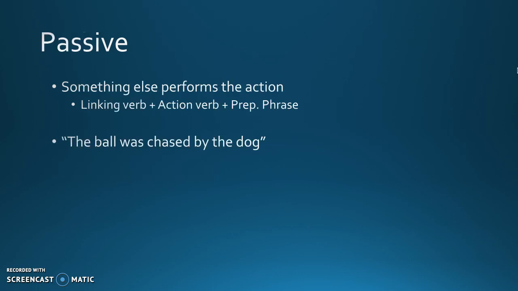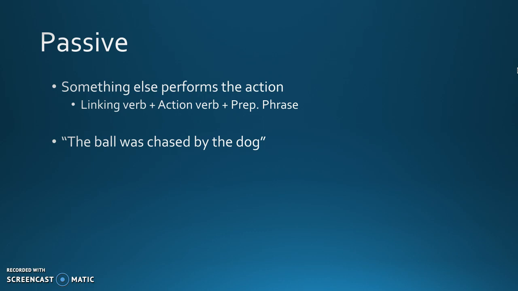Then there's the passive voice, which is when something else performs the action, besides the subject, as seen in the active voice. You can usually see a formula in these passive sentences. There's the linking verb, then an action verb, and then a prepositional phrase. You can see it in the example below.